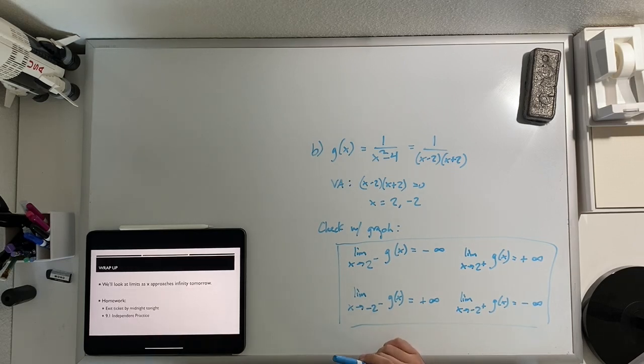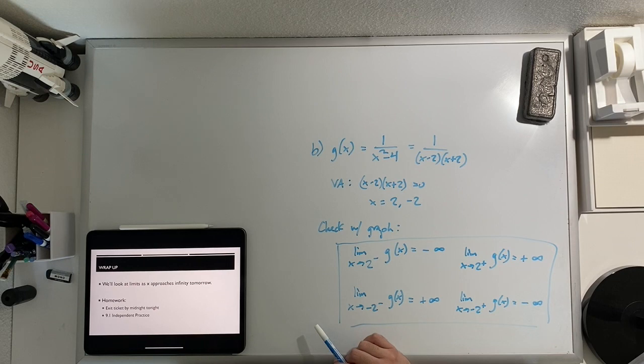Tomorrow, and then we'll practice all of this again on Monday and probably Tuesday a little more, we'll look at what happens as we take the limit as x approaches positive or negative infinity. So what happens not when the limit equals infinity, but what happens as x approaches infinity. That relates to something else that we've studied in the past. Very excited to get into that with you.